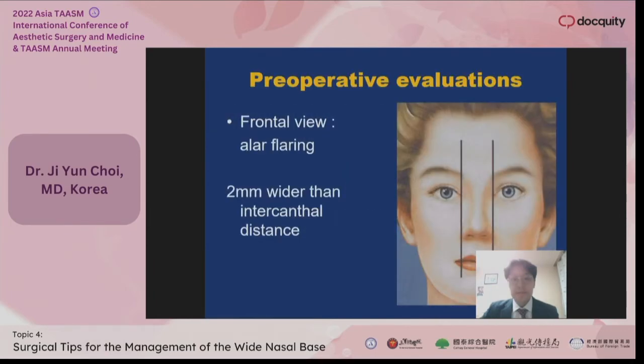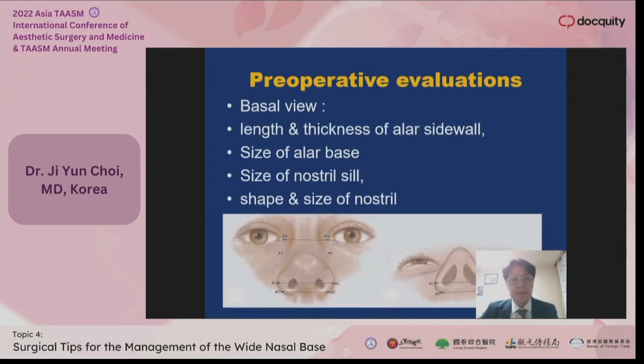For the preoperative evaluation from the frontal view, we need to check the ala flaring. Ala flaring means 2 millimeters wider than the intercanthal distance, like this. From the basal view, we need to check the ala side wall, ala base, nostril sill, and the lengthening of thickness. Also, we need to check the shape and size of the nostril.